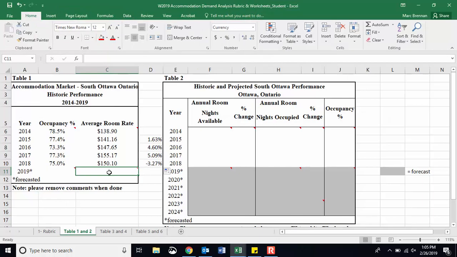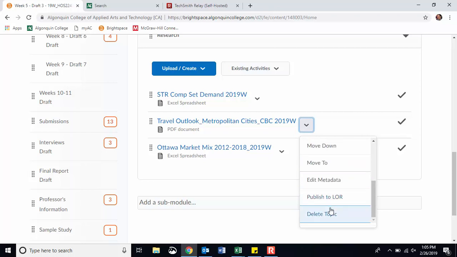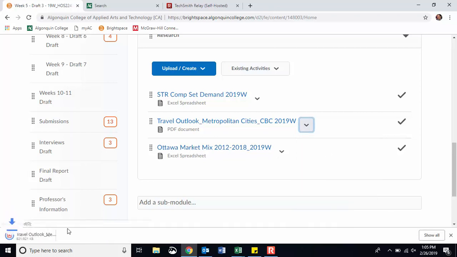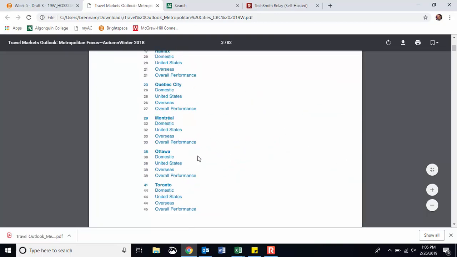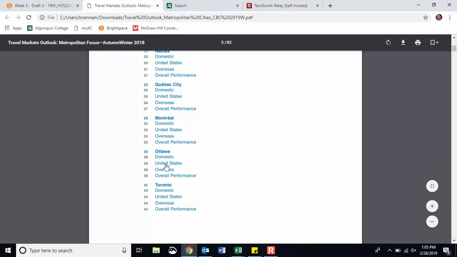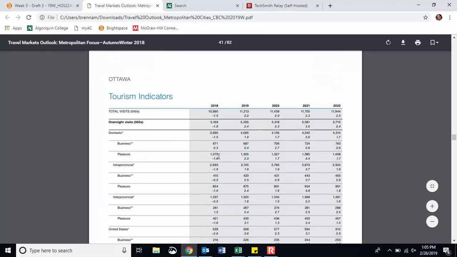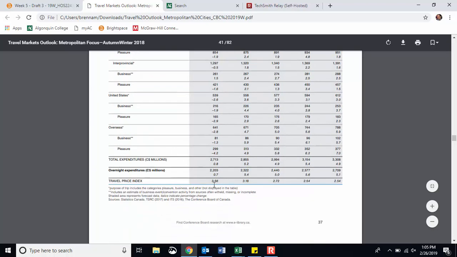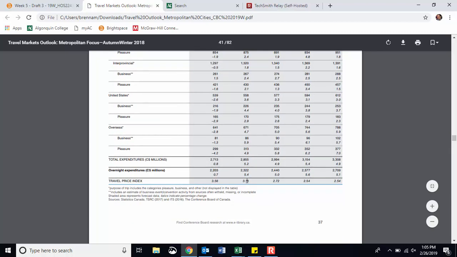Okay. One thing that was seen, let's go take a look. Download, and we said that we could use either one of these. So if we take a look at Ottawa, domestic, let's go down to find our table. There it is. So tourism indicators. We said that we'd use either overnight expenditures or the travel price index. Either one would have been accepted. So let's say we use the travel price index. So 3.18% is the increase that's forecasted from 2018 to 2019.